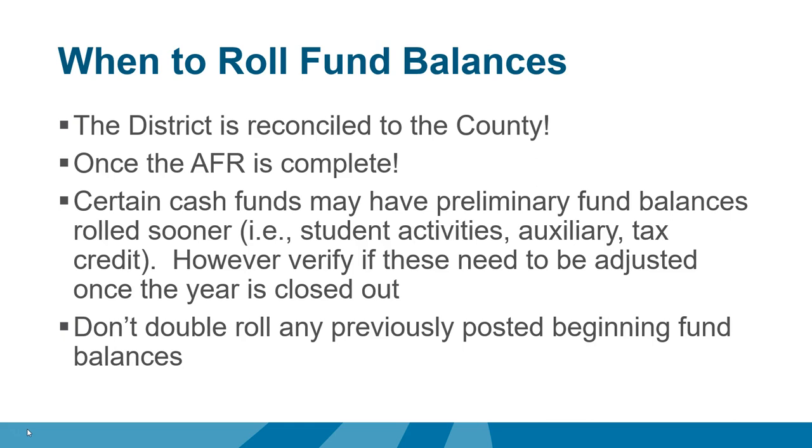Certain cash funds, such as our student activities, auxiliary, tax credit, maybe gifts and donations, may have preliminary fund balances already rolled. However, it's important to verify if these fund balances need to be adjusted now that the fiscal year has been closed out. And don't double roll any of these previous fund balances. So if you have previously rolled auxiliary or tax credit or gifts and donations, you want to make sure you don't double roll these fund balances.